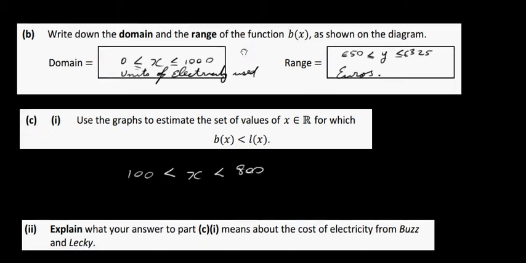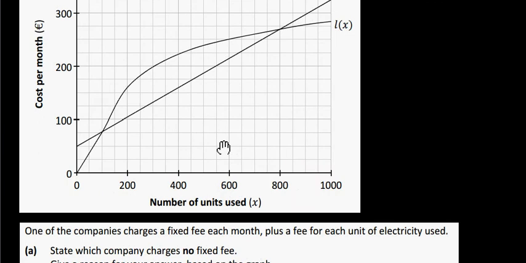So again, just to show you that here. This would be 100 here. So it's greater than, it doesn't include this one because it's not less than b of x here, it's equal to it. So here we would just write down greater than 100 and less than 800. So all these x values in here will give us this set of values here.